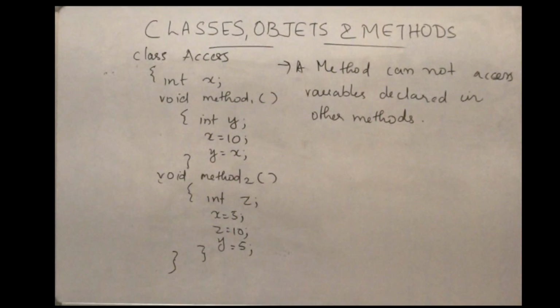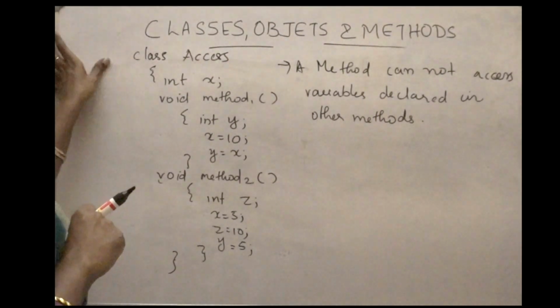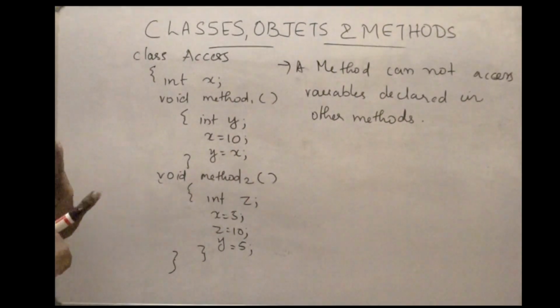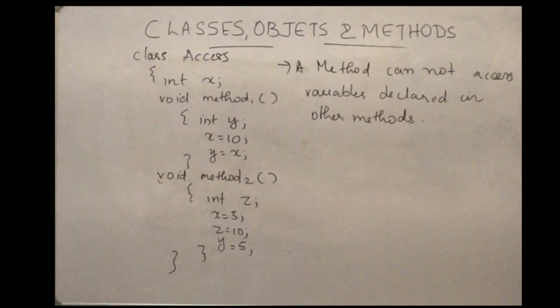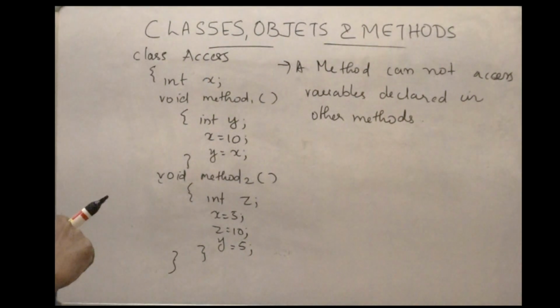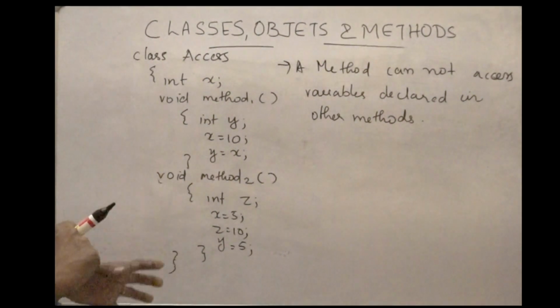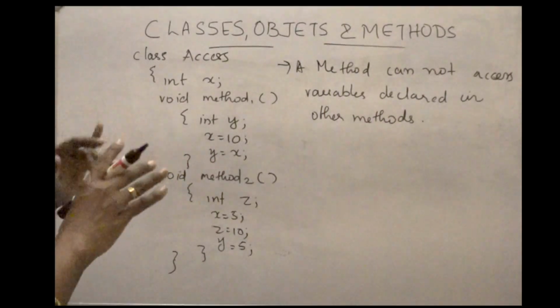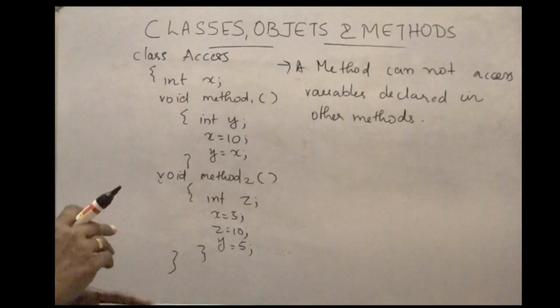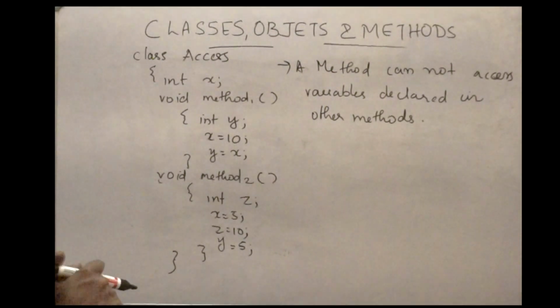Then one more thing, the visibility. Here we are not providing any visibility label. If you are not providing any visibility label, the variables of a class will be available within the package in which that class comes.